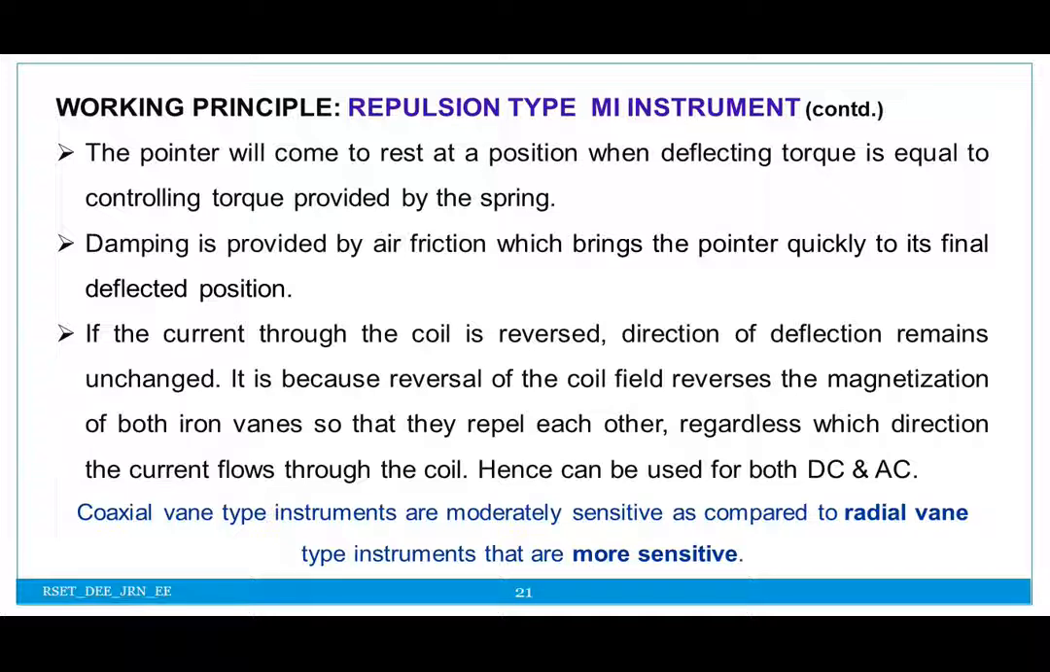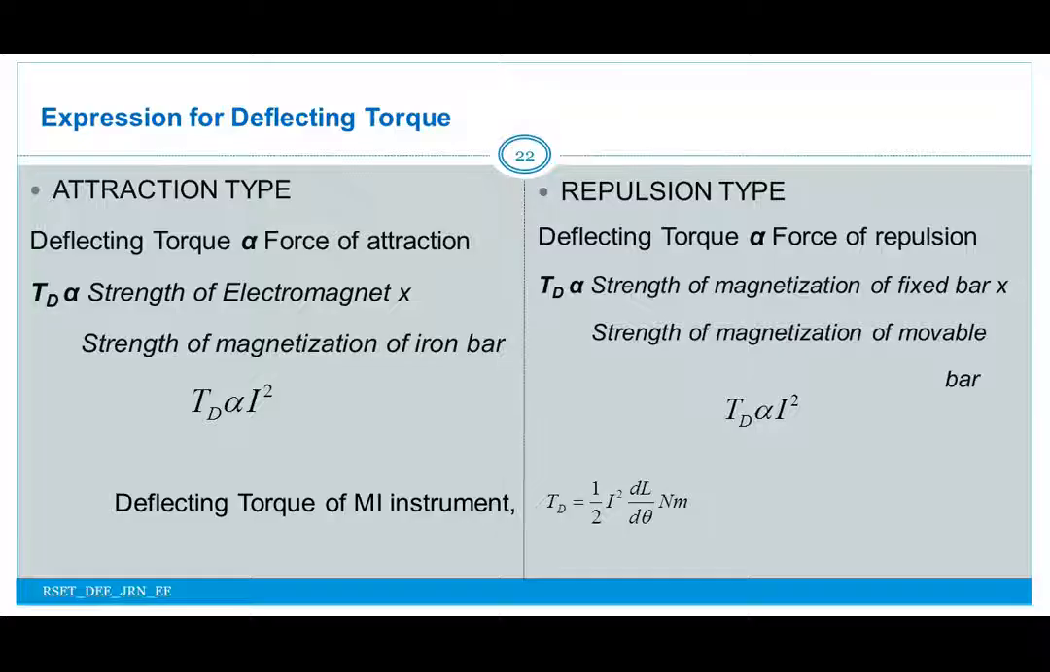If the current through the coil is reversed, the direction of deflection remains unchanged. This is because reversal of the coil field reverses the magnetization of both iron vanes, so that they repel each other regardless of which direction current flows through the coil. Hence, it can be used for both DC and AC. Coaxial vane type instruments are moderately sensitive, as compared to radial vane type instruments that are more sensitive. So, the radial vane type moving iron instrument is more sensitive than the coaxial vane type moving iron instrument.